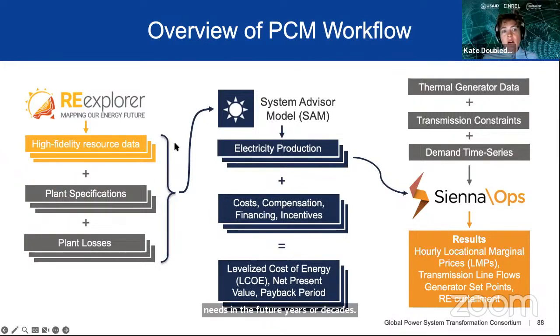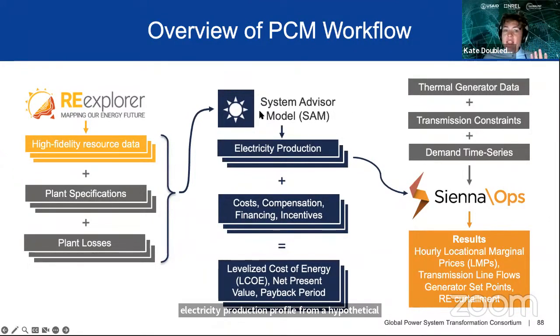So we will use the RE Explorer mainly as a resource for downloading this high fidelity wind and solar resource data that we were just referring to, that we can use as inputs for the rest of our modeling steps. By combining that high fidelity time varying resource data with some standard plant specifications and plant loss assumptions, we can use the System Advisor Model, SAM, to model the electricity production profile from a hypothetical plant at that location.